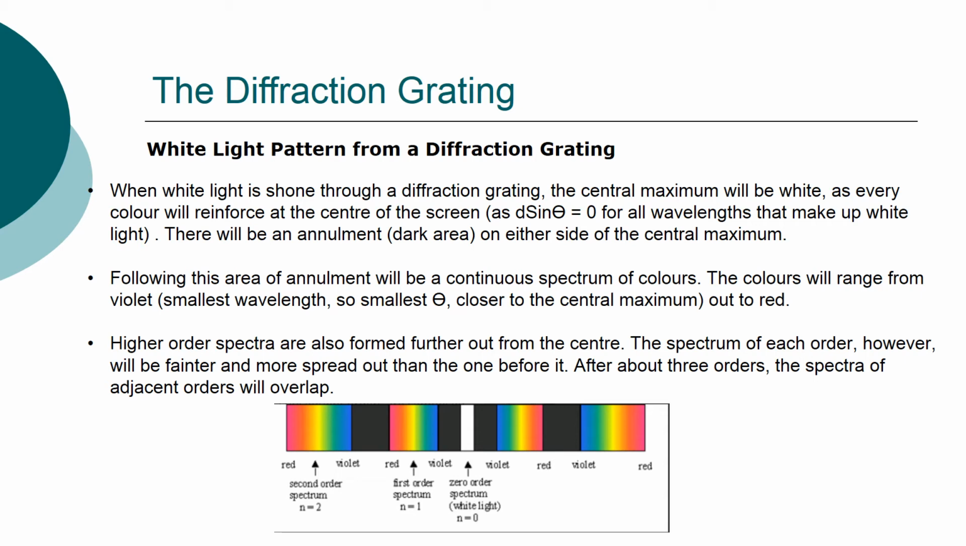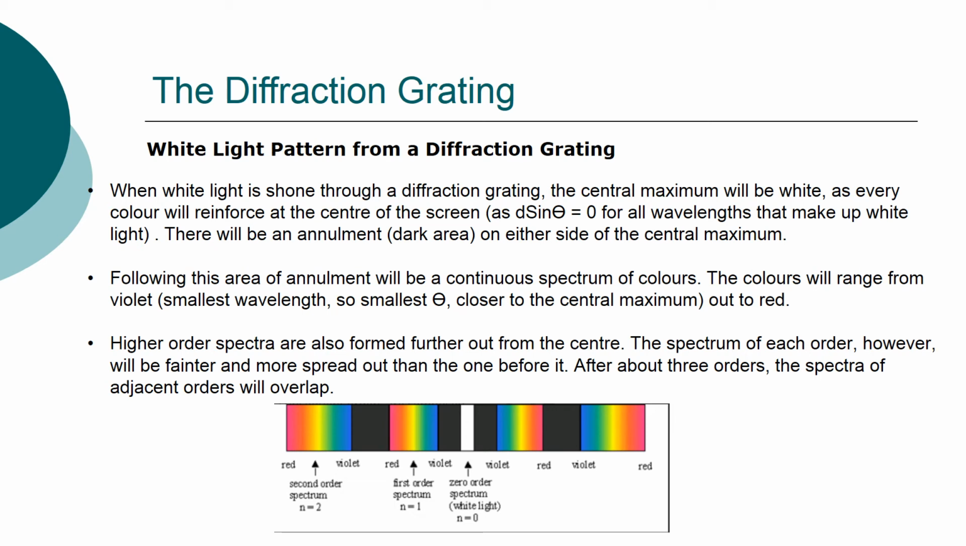So that means that all of the wavelengths, regardless of their actual length, will reinforce each other at that central point. So hence there'll be a white band, and then to the side of that there'll be an annulment area or dark patch on either side of the central maximum. And following this area, there'll be a continuous spectrum of colours. So the colours will actually start to separate out depending on their wavelength. And the colours will range from violet, which has the smallest wavelength, so it will be diffracted the least, and it'll be closest to the centre maximum, and then it'll spread out to red.